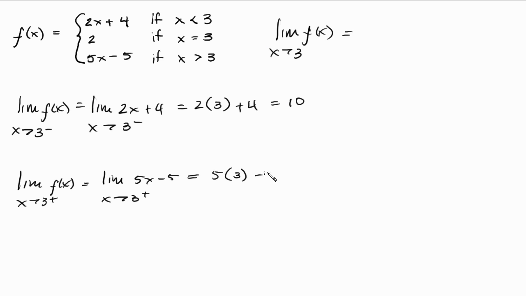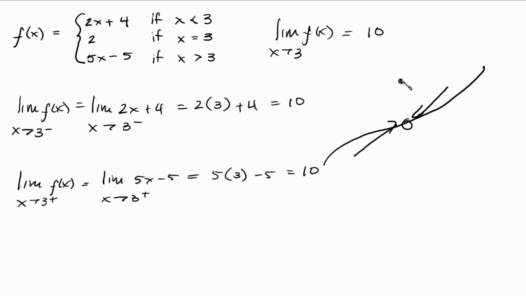5 times 3 minus 5. That's 5 times 3 is 15, minus 5, that's going to be 10. Okay, so these are both equal to 10, which means that the limit of the function as x approaches 3 goes to 10. Regardless of whether or not you're given a value for the point right on the x-axis, for the number on the x-axis equaling 3. You're interested in what's happening when you go from one side to the other and not necessarily that point.